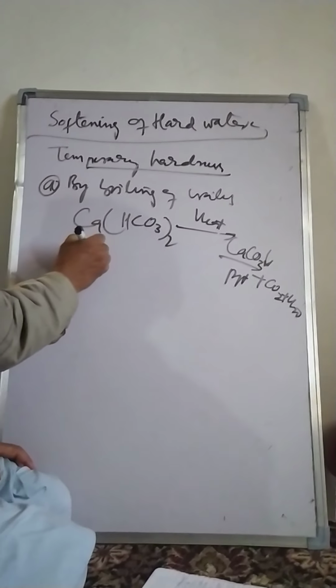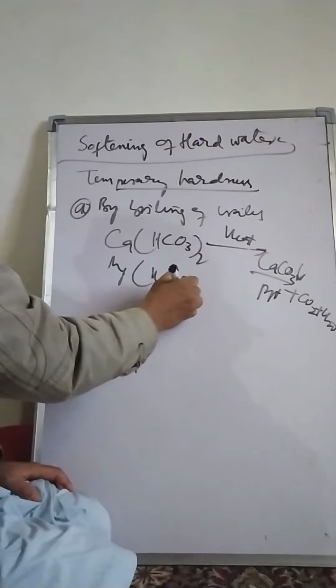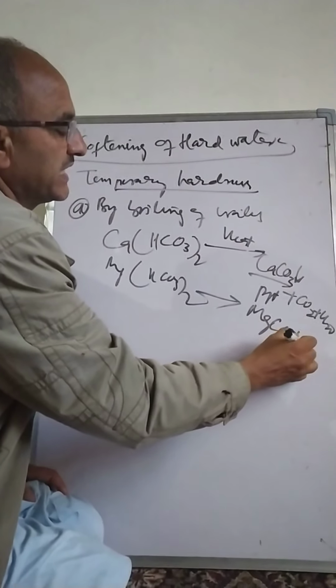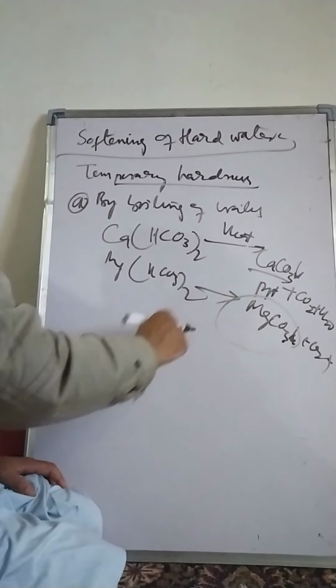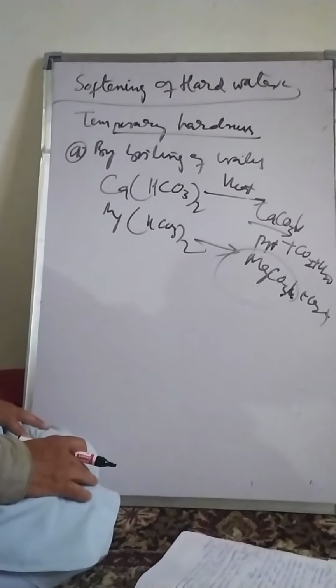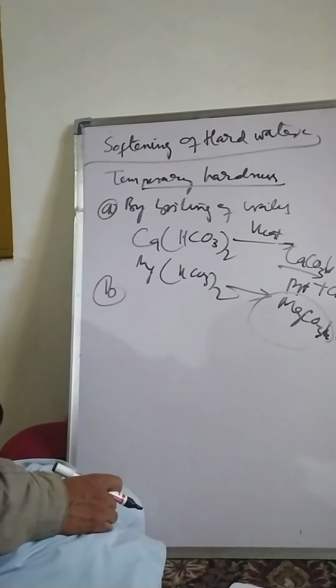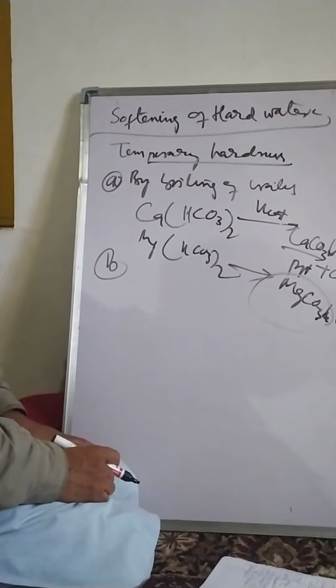Similarly, we have magnesium bicarbonate. Upon heating, it gives magnesium carbonate, which again is a precipitate, plus carbon dioxide and water. Magnesium carbonate is removed by filtration, and we get pure water. Then we have another method of removing temporary hardness, the calcium hydroxide method.